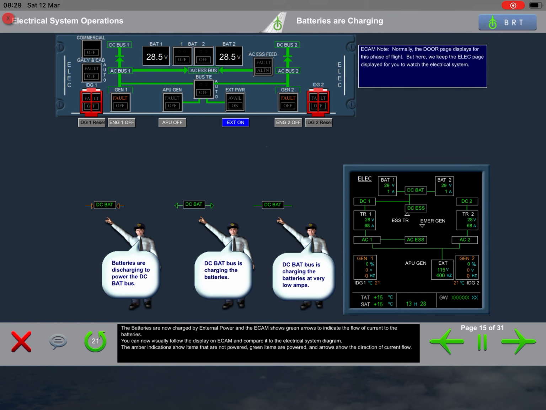The batteries are now charged by external power, and the ECAM shows green arrows to indicate the flow of current to the batteries. You can now visually follow the display on ECAM and compare it to the electrical system diagram. The amber indications show items that are not powered, green items are powered, and arrows show the direction of current flow.